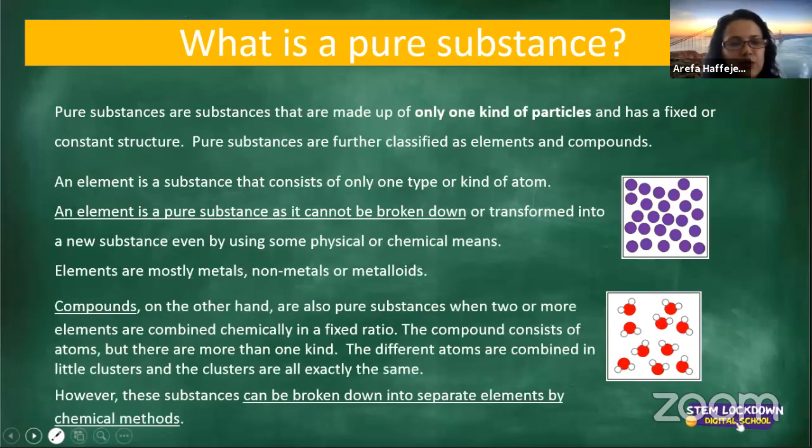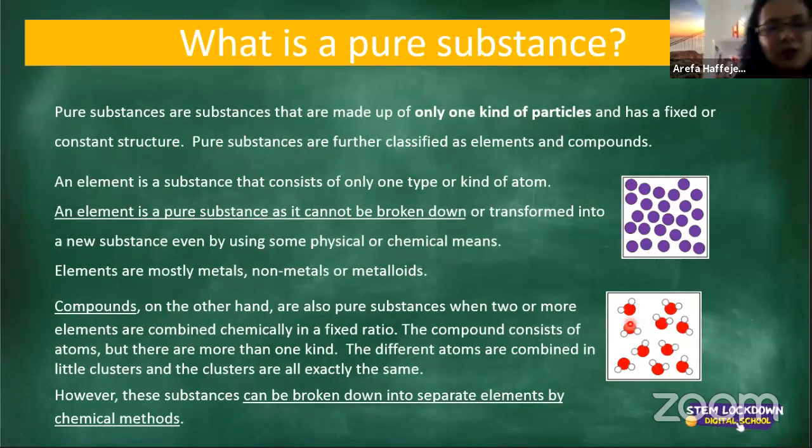So we're going to continue here. So we have compounds on the other hand. Now these are pure substances when two or more elements are combined chemically in a fixed ratio. So if we look at the picture here on the right hand side, you can see that this compound is made up of two elements in a fixed ratio. So like you can see, you have the red molecule, and then you have the two white element circles on it.